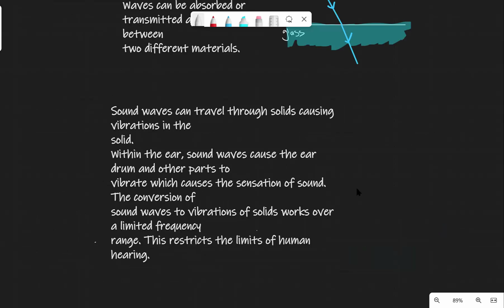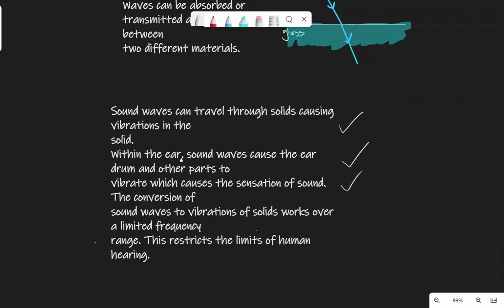Okay, now let's talk a little bit about sound waves. The way sound actually works is that sound waves can travel through solids, and that causes the solid itself to vibrate and a wave to propagate through the solid. One example is the ear, and within the ear, the eardrum starts vibrating at that frequency, and the sound wave gets transmitted to your brain, causing the sensation of sound.